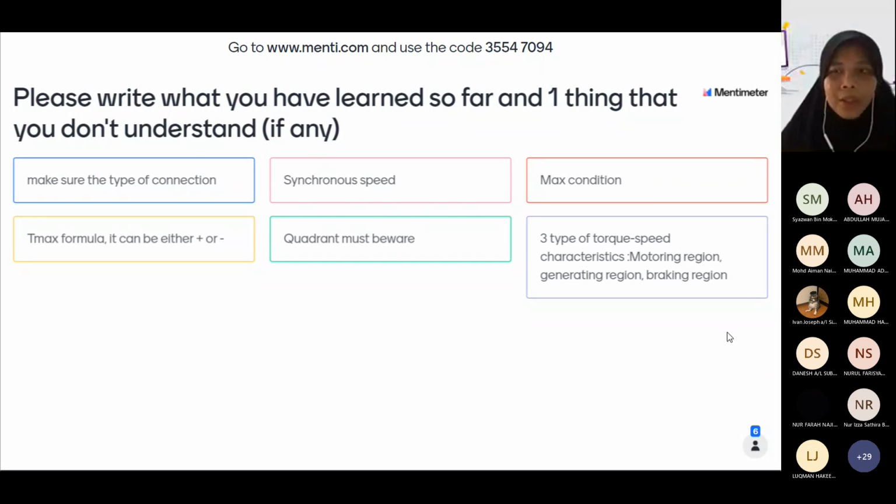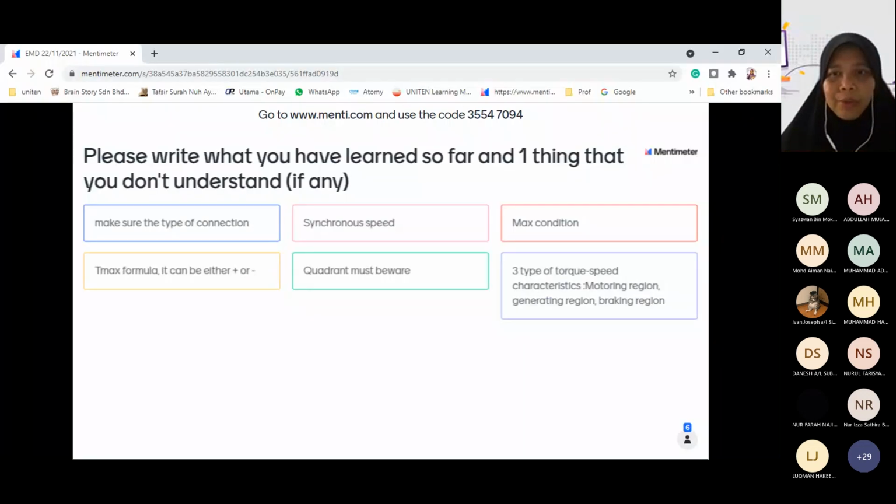So I hope all of you dah faham what we have learned so far and especially today. And tomorrow we will continue with the induction motor and we will do one more example. Nanti saya bagikan example tu. So insyaAllah we meet tomorrow and thank you so much for coming.